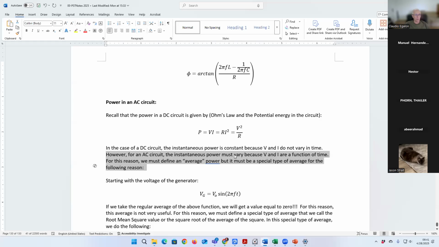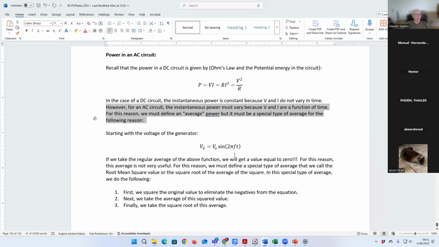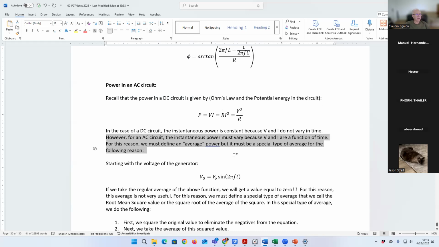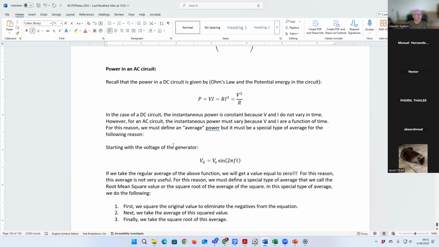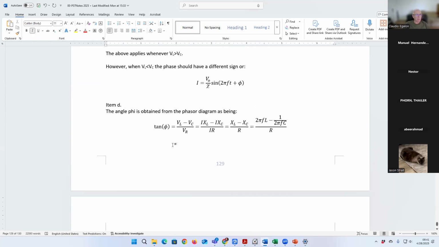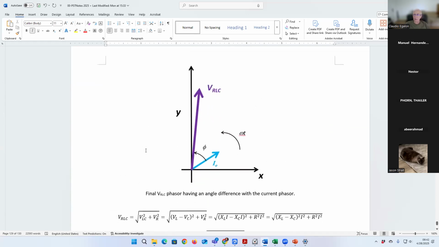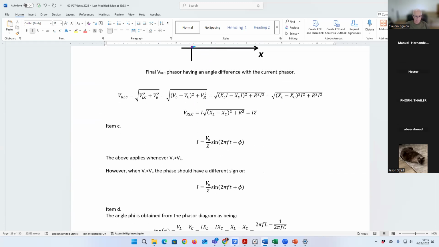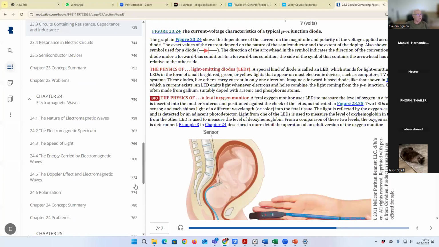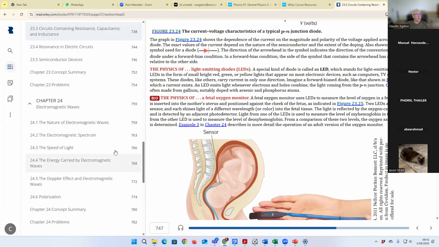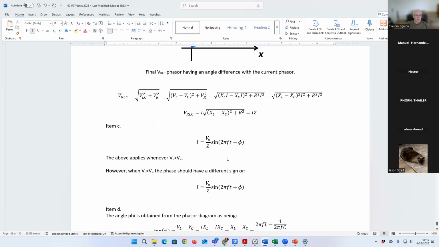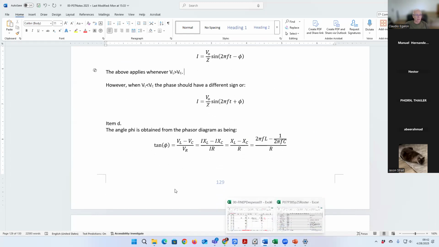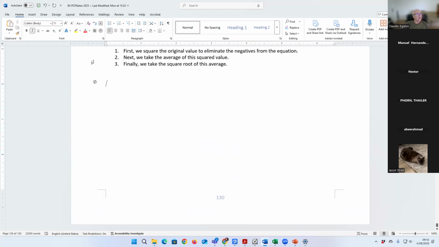Good. So last time we started working on powering an AC circuit. That's going to be the last thing in chapter 23. Then we move to chapter 24.